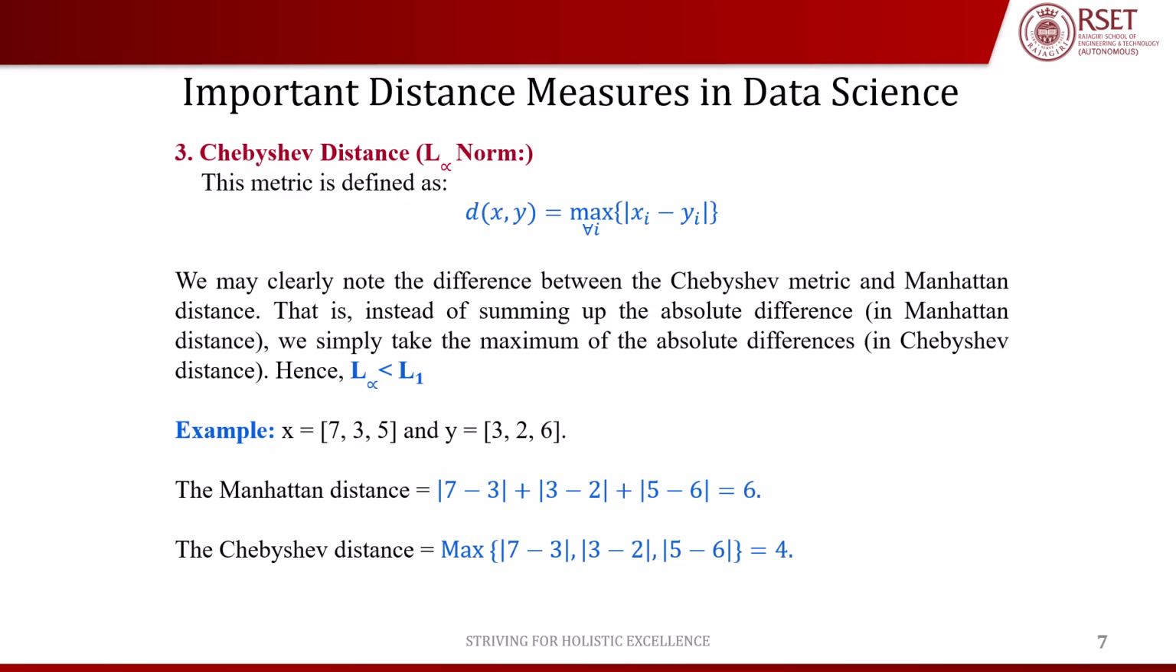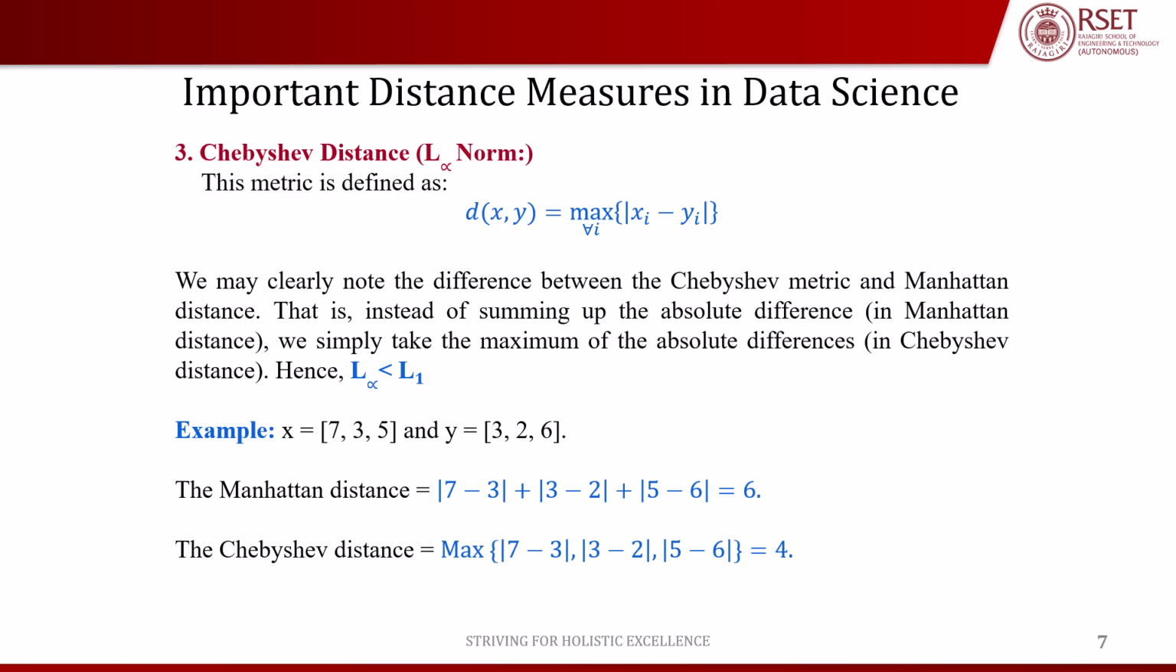Manhattan is 6, we calculated before, but what is Chebyshev here? We take the maximum of these three values. 7 minus 3 you get 4, and 3 minus 2, the absolute value of that is 1, and the absolute value of 5 minus 6 is also 1. So you have 4 here, 1 in the second dimension, and 1 in the third dimension. So max of 4, 1, 1, which is 4.